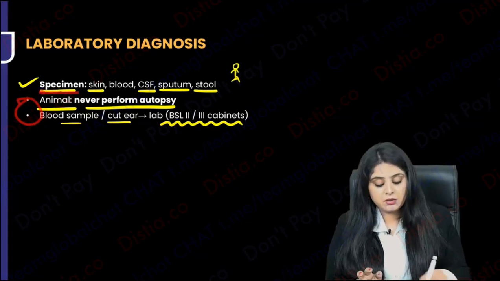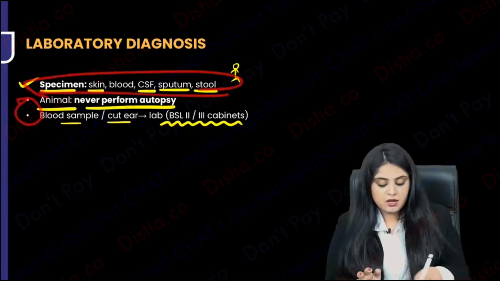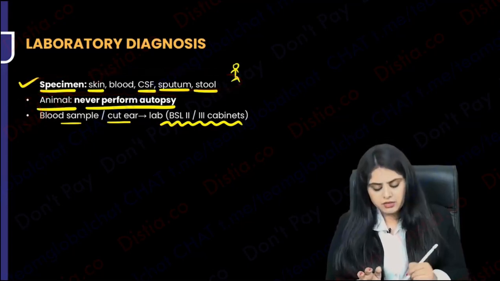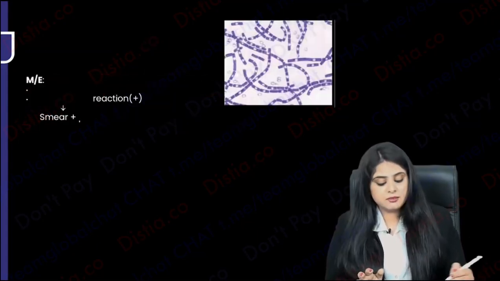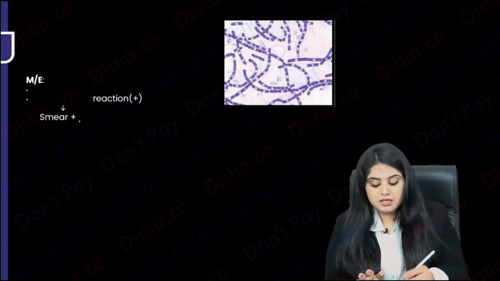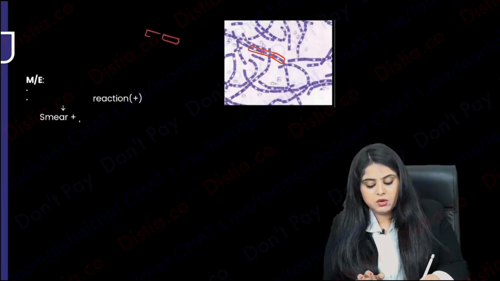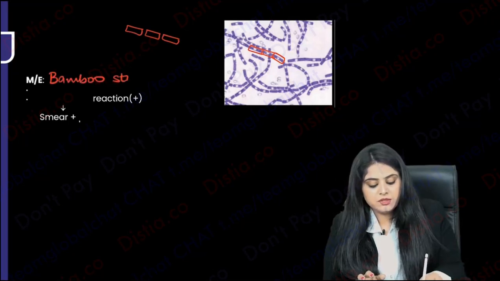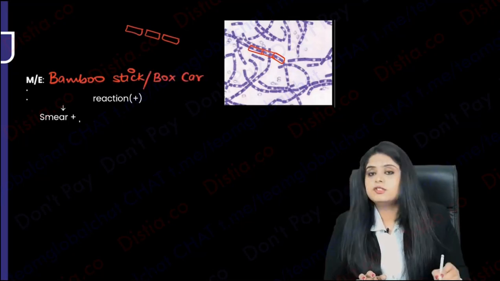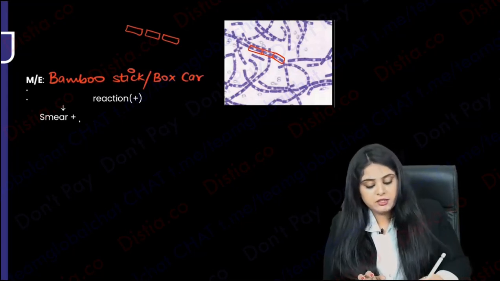Now, when I come back to humans, whatever sample I got, what am I going to do? I'll see it under the microscope. What do I see under the microscope? This is a question that came in NEET and in FMG. These are gonna be these boxes. Can we all see? Some people call it bamboo stick appearance, and some people call it a box car appearance. Bamboo stick and box car appearance, and inside it you can see one hole.